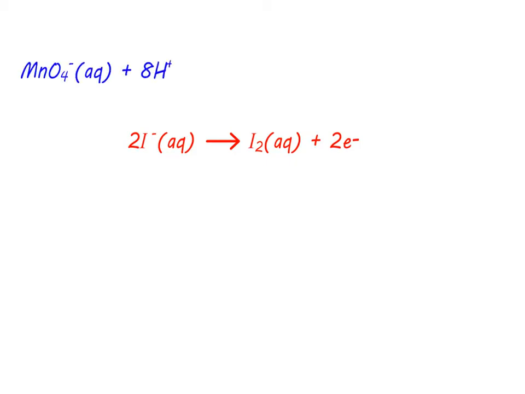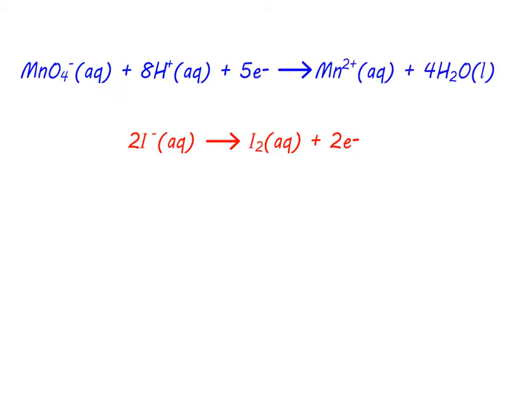In this example, we are given two half equations, and we need to construct the overall ionic equation for the redox reaction. The oxidation half equation is as follows, with iodide being oxidized to iodine and electrons are lost. The reduction half equation involves the manganate 7 ion being reduced to the manganese 2+ ion and water, and electrons are gained.